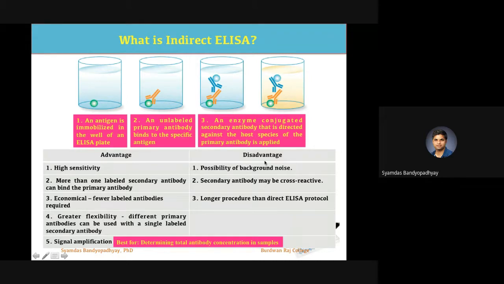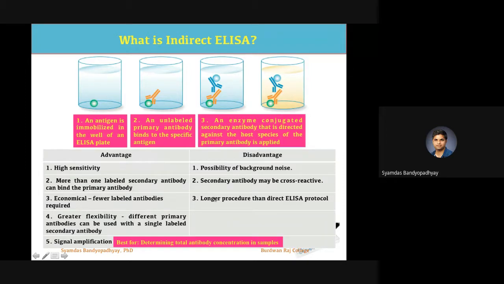Now there are several disadvantages as well. For example, the first is the possibility of background noise. Because you are using a primary with secondary antibody pair, this secondary antibody can non-specifically bind to the wall of the wells, and that can create a non-specific background noise. Then the second disadvantage is that the secondary antibody may be cross-reactive. Cross-reactive means it can bind somewhere else, right? So that means it is not specific sometimes. That adds up to the disadvantages of indirect ELISA.